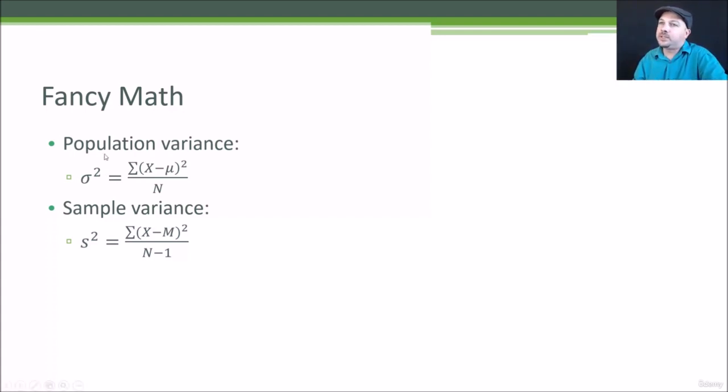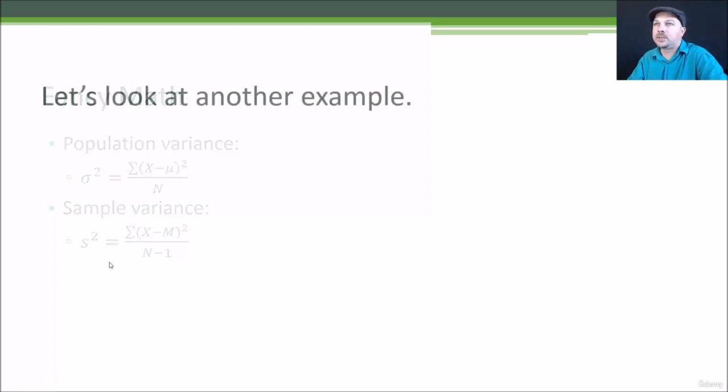Population variance is usually designated as sigma squared, where sigma is standard deviation. And we can say that is the summation of each data point x minus the mean mu, squared, over n, the number of data points. And sample variance, similarly, is designated as s squared. And that is the summation of each data point minus the mean m of the sample set, squared, over n minus 1. So you subtract 1 from the number of samples that you have. That's all there is to it. So let's look at some real examples and write some Python code to make this happen.